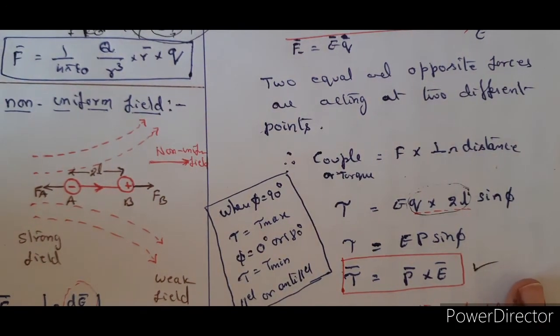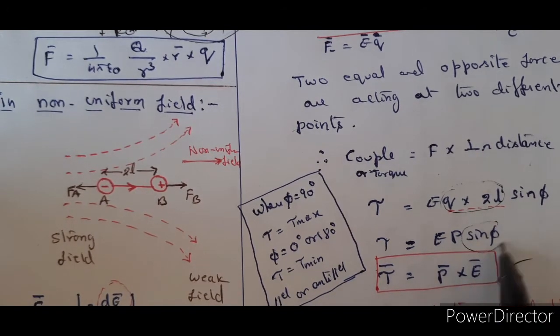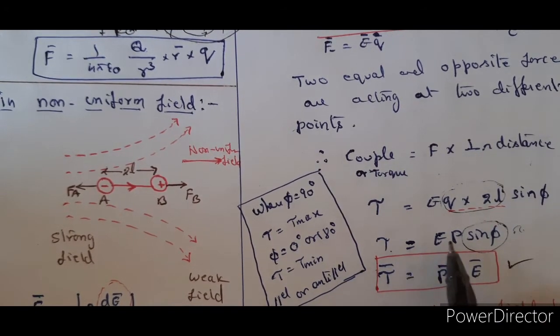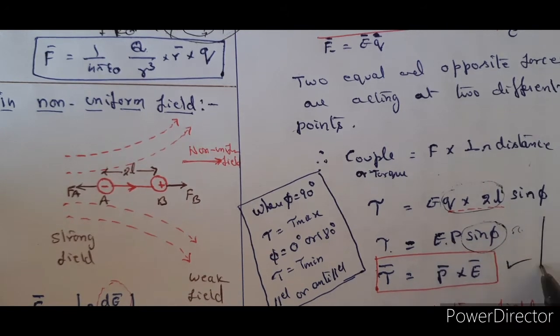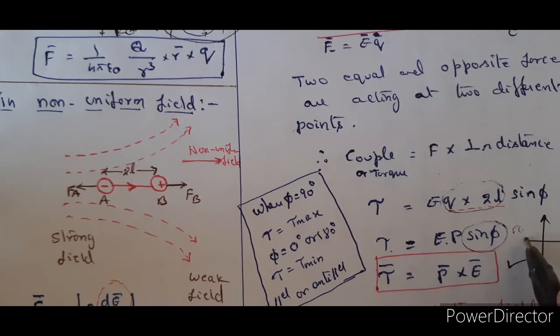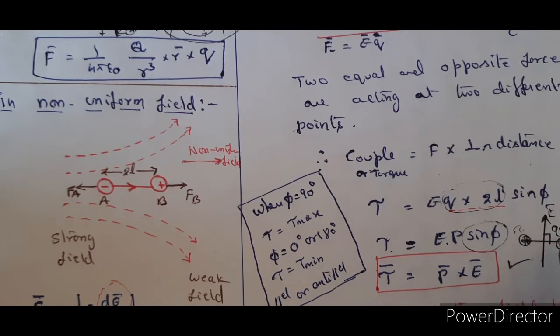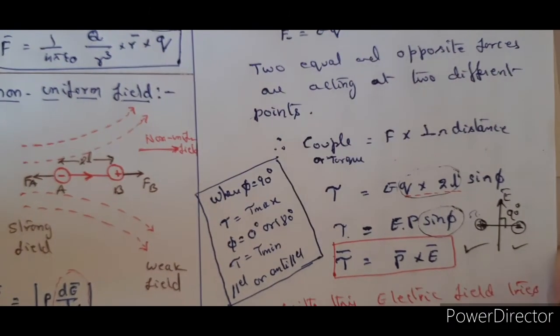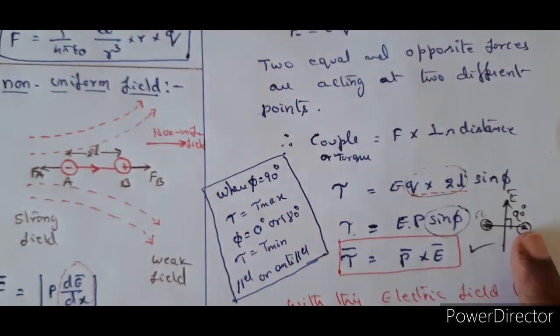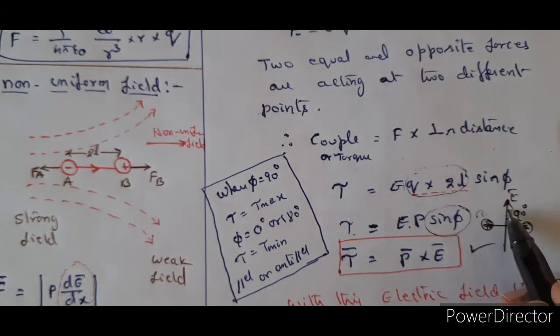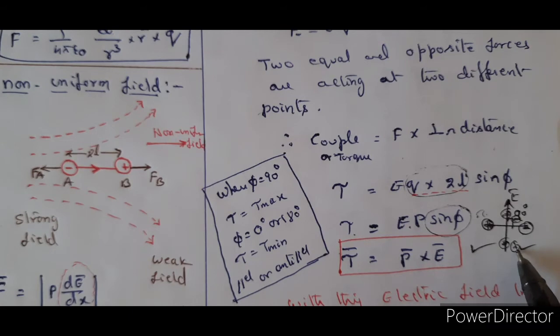Very good. Now when you observe this sine phi, it shows that when phi is equal to 90 degrees, tau is maximum. That means when the dipole is perpendicular to the field, this is my field and I am taking this as my dipole. If the dipole is perpendicular to the field strength, the torque experienced is always maximum. The torque is minimum when the dipole is either parallel or anti-parallel. I took both the conditions.